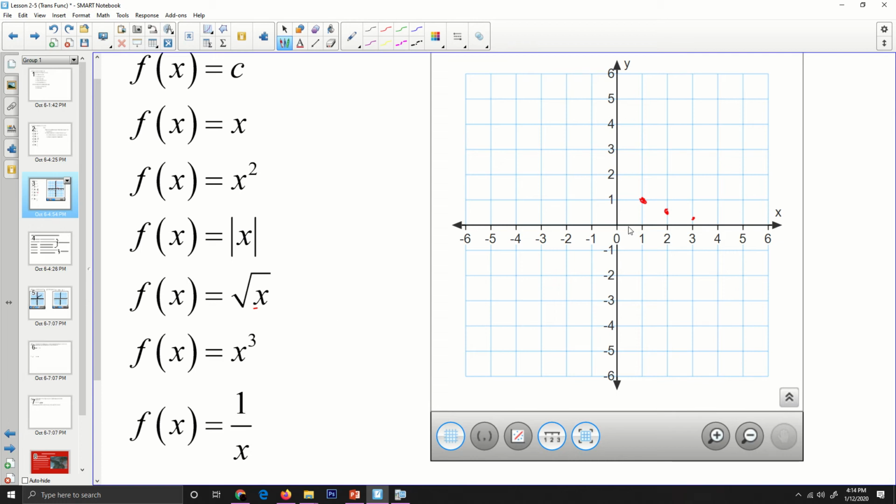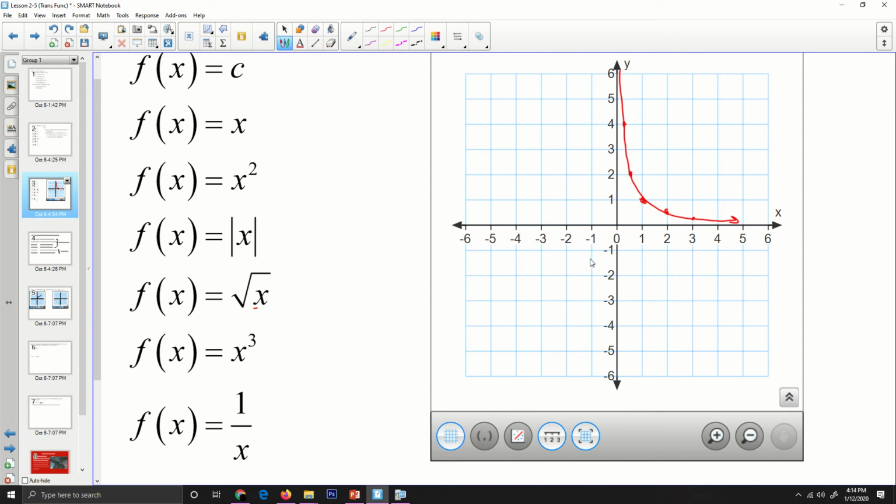And I can plug in, let's say, a half. 1 divided by a half would be 2. 1 divided by a quarter would actually be 4. So I actually get a graph that's kind of funky. It kind of looks like this.